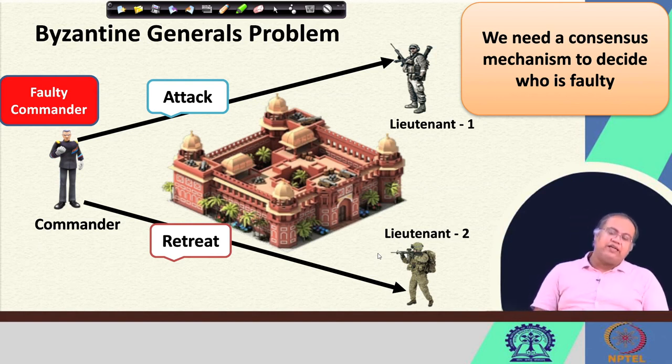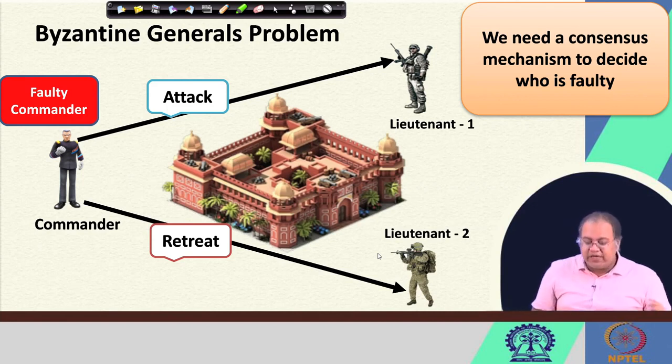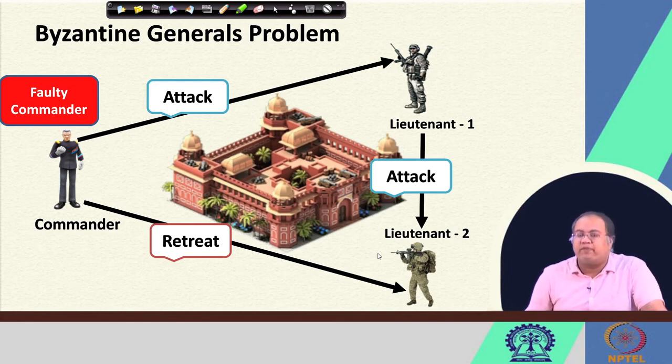And earlier we had seen that we can possibly reach consensus with majority voting. So let us see whether majority voting still works for reaching consensus in this particular problem or not. So how does this voting work? These two lieutenants try to share information among themselves. Whatever they had received from the commander, they inform the other fellow.